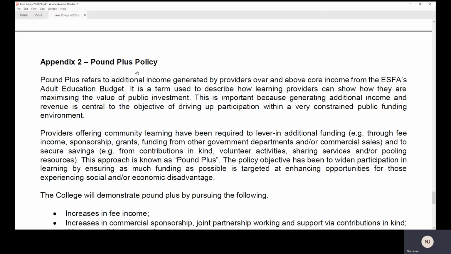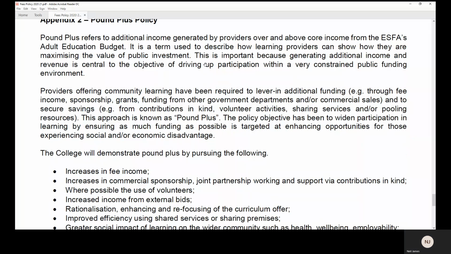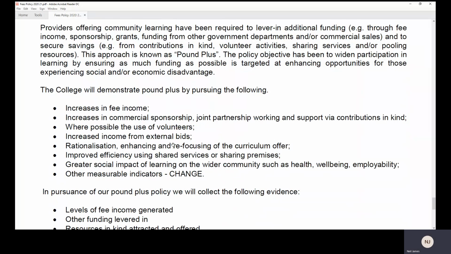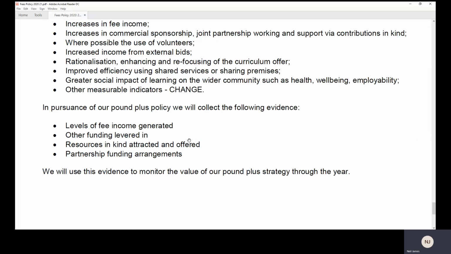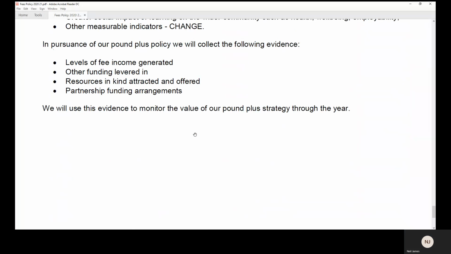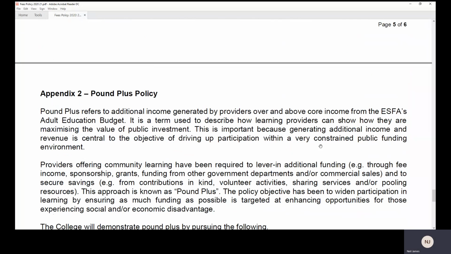And following that, we have a £1+ policy in Appendix 2. This is a requirement of ESFA guidance, and it's basically how we justify and demonstrate our additional fee income and what we're doing with it in terms of change and going back into the college and that kind of stuff, and generating evidence around that. So that's the fees policy document.